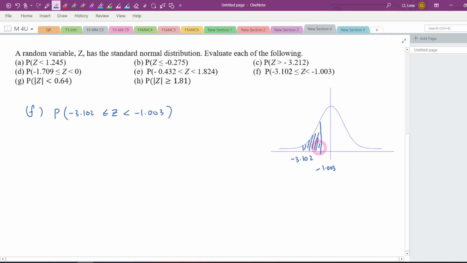So I'm looking for the area here. As I told you, now this is a negative number. I want to change to a positive number. So what I'm going to do is reflect this part to the other side. So here we become 1.003 positive, and this will become 3.102 positive. So this area and this area are the same. So how do I get the area here? What I'm going to do here is I find this one first.